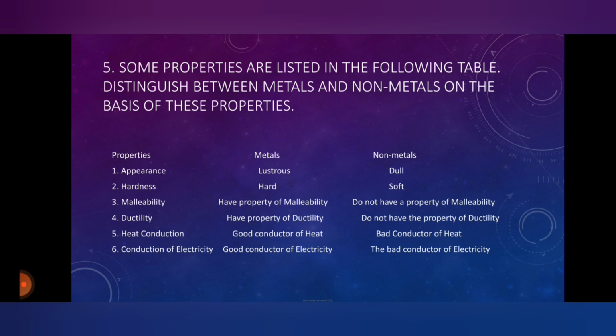Hardness. Metals are hard, non-metals are soft. Malleability. Metals have property of malleability, non-metals do not have property of malleability. Ductility. Metals have property of ductility, non-metals do not have property of ductility. Next is heat conduction. Metals are good conductors of heat, non-metals are bad conductors of heat.